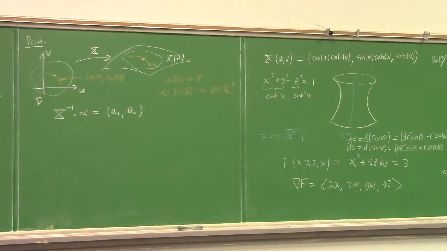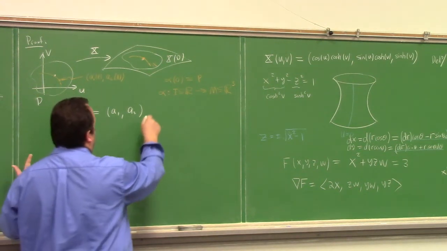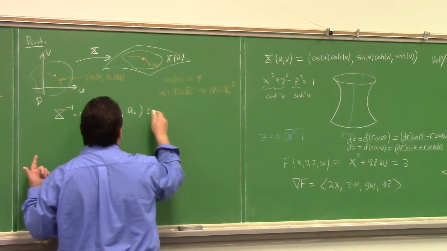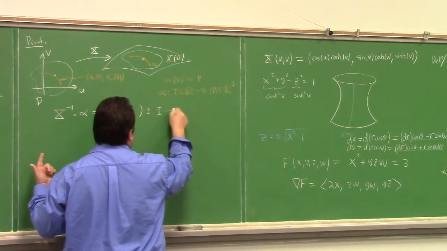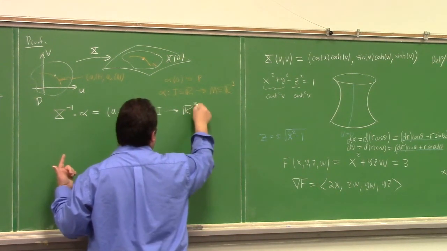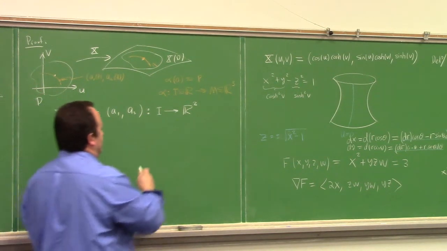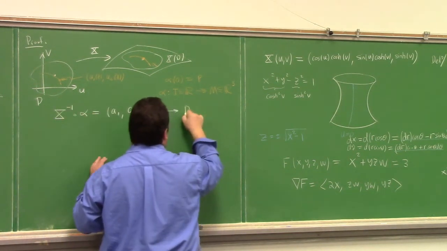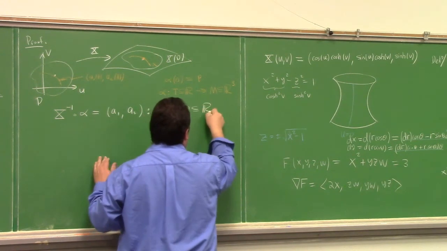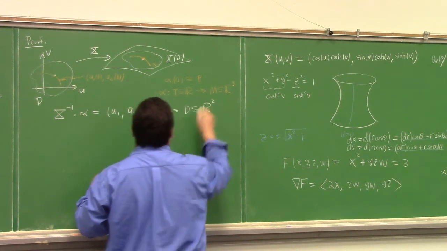Now that is naturally a mapping from I to R2. Specifically, it's a mapping to D, which is a subset of R2, where the parameters of the patch that we're looking at line up.